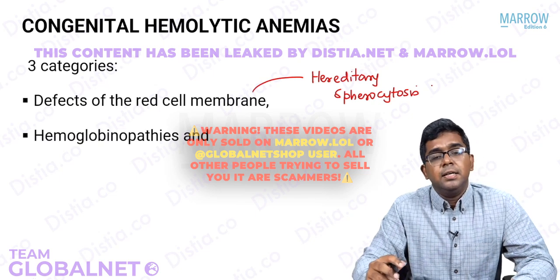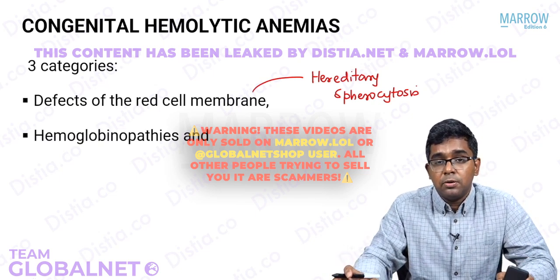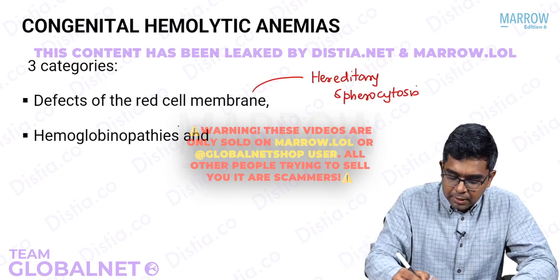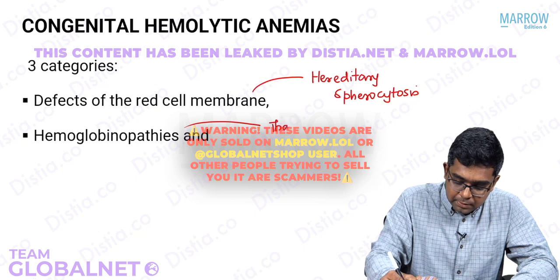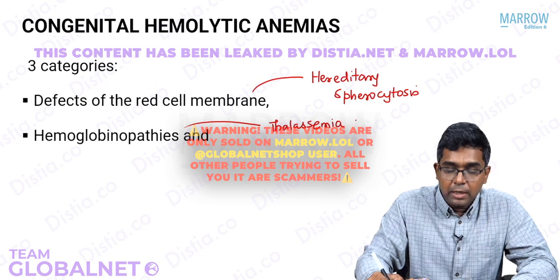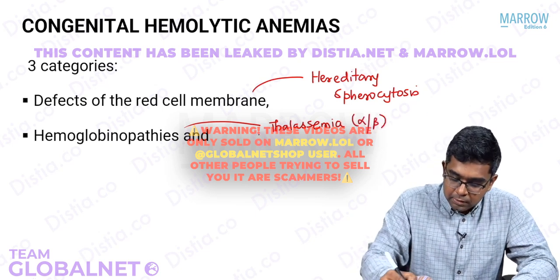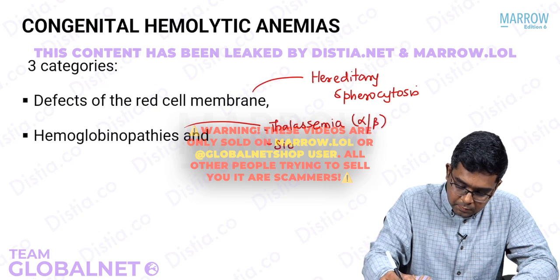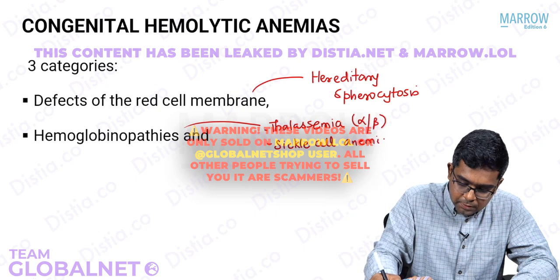The second category is hemoglobinopathy, where the problem is in the hemoglobin or the globin chains especially. The characteristic examples, as you should be knowing about, are thalassemias. There are alpha and beta thalassemias. What I'll be discussing in detail is about beta thalassemias. Next is sickle cell anemias. These are classical examples of hemoglobinopathies.